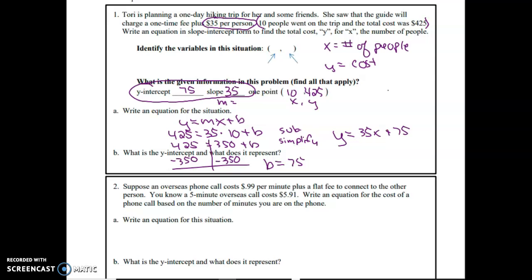So it says, what is the y-intercept? Well, I figured out the y-intercept is 75, but what does it represent? Go back up to the story, and it says she saw that the guide will charge a one-time fee. That $75 represents that one-time fee we talked about yesterday. Oh, I can't spell. Represents. The one-time fee because we're taking up their time and they could have scheduled somebody else. Okay, so that's like the starting amount. No matter how many people we take, they're going to have that fee there.